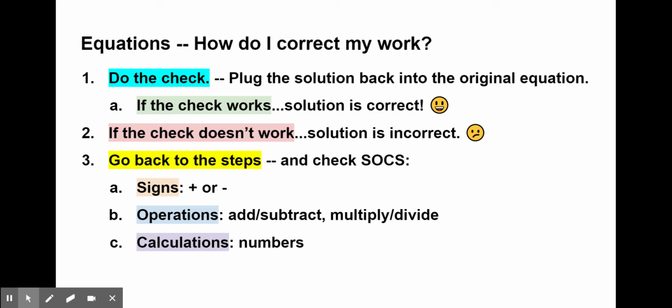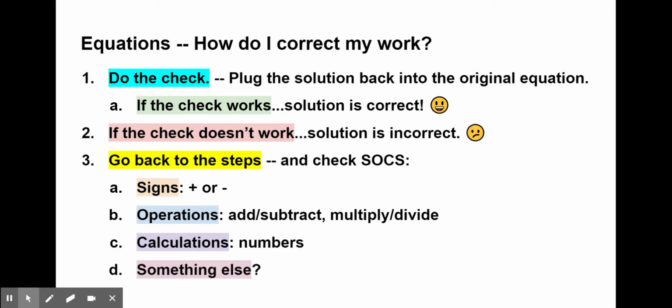The third thing we could check, that C stands for calculations. All right, so those are the actual numbers and math that we're doing. We're going to make sure that if we added 2 plus 3, we got 5, and we didn't accidentally do 2 plus 3 equals 6. Just go back and check the actual math that you did there. And if it's not those three, those are the three most common mistakes, then we go to our final S. Our final S stands for something else.